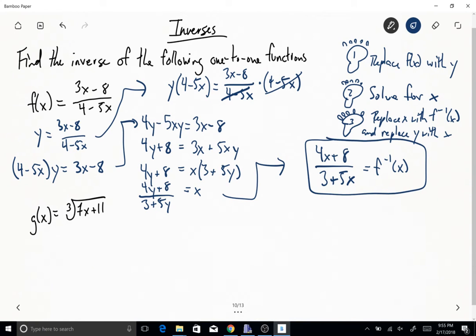So we could do the same thing in the next problem. Only thing is, instead of f of x, we have a g of x. So instead of replacing f of x with y, we replace g of x with y.